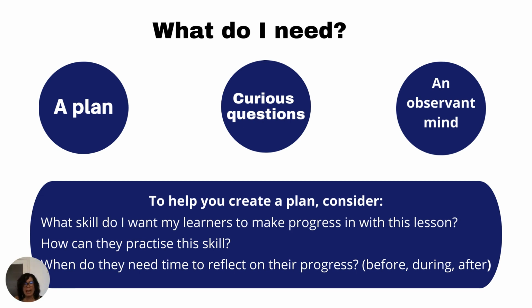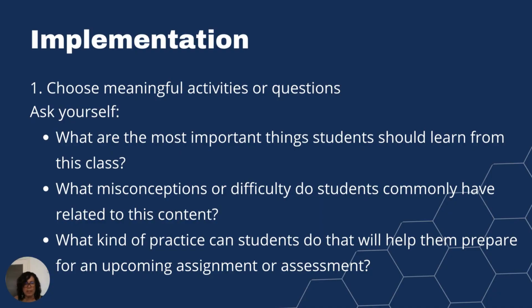So, how can we use this active learning approach? First of all, choose meaningful activities or questions. One of the most important aspects of active learning is choosing the activities or the questions that you're going to use in the class. Think about skills as well as subject content. Different learning outcomes need different types of tasks. So think about what your students particularly need to help them to achieve.